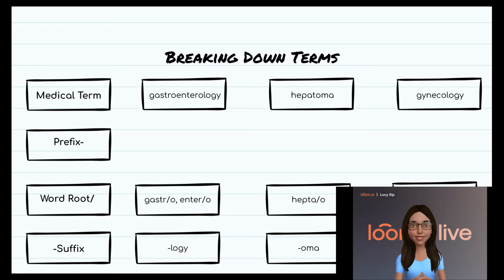Our next example is hepatoma. We drop the O in the combining form hepato, and we have the suffix -oma, reading malignant tumor of the liver. Lastly, we have gynecology. The combining form gyneco with the suffix -ology means the study of women.